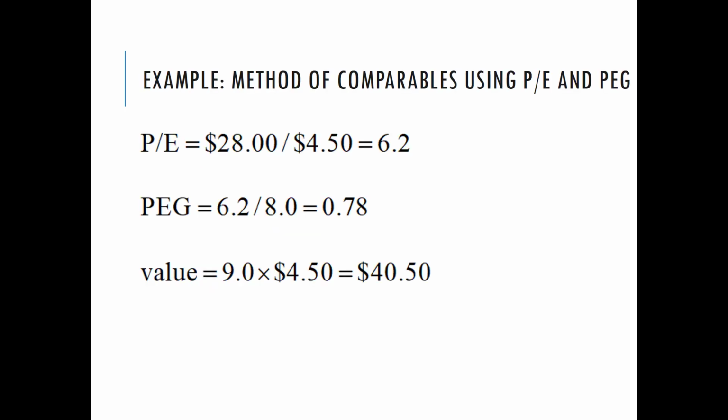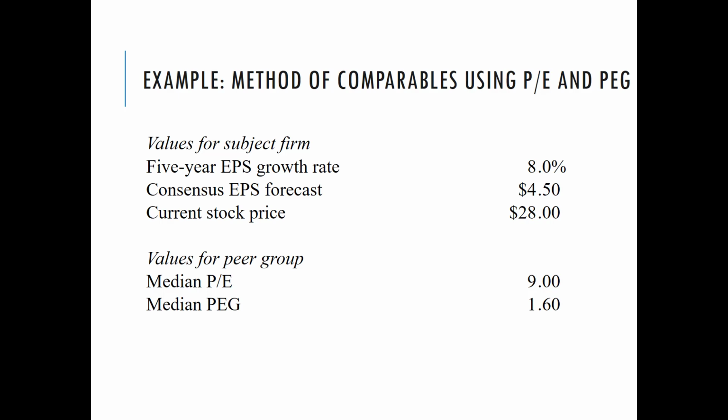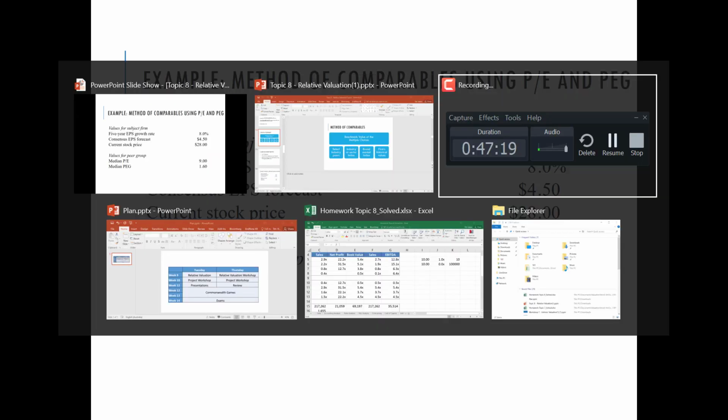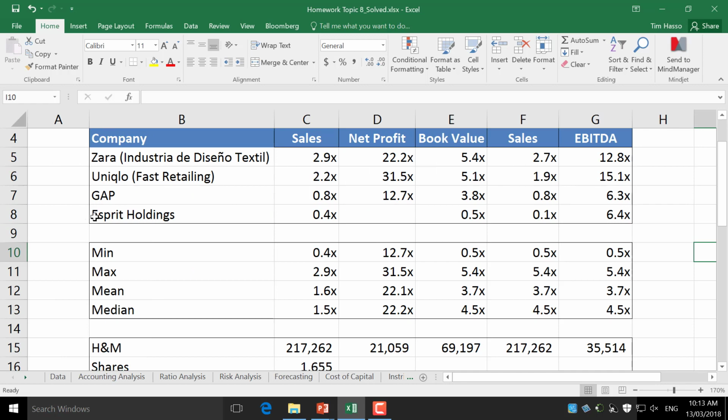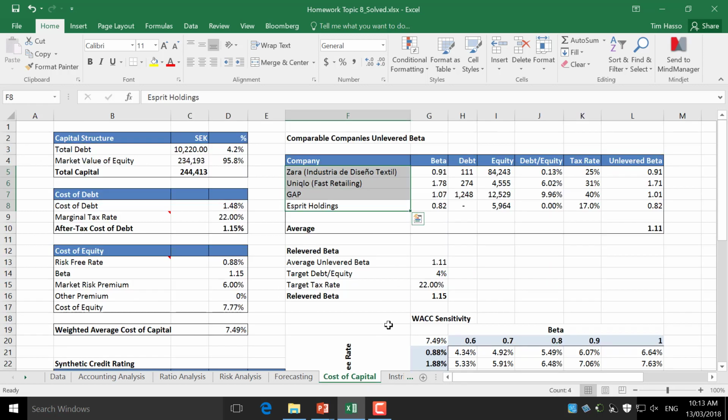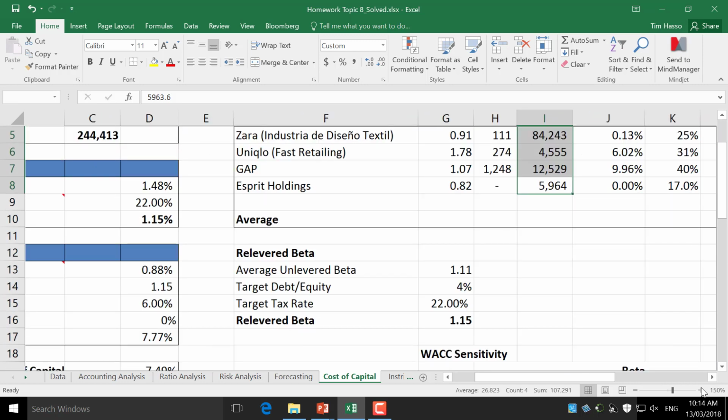Because technically speaking, on one issue, say for example the peer group here, or actually let's take the homework example. So the peer group for the homework is, we have 4 companies: Zara, Uniqlo, Gap, and Esprit. I think back in the cost of capital, we have the equity value for each particular firm here. So let's see if I zoom in a bit.